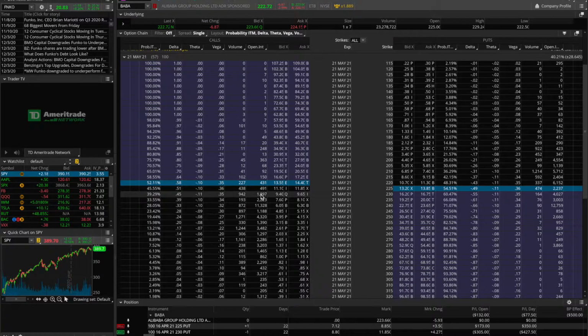So for a directionally neutral Iron Condor, I would probably sell this call option right here. This is the 255 strike call option. And then for the put side, I would sell this 200 strike put option. And then for the wings, my protection basically, I would just go out $5 wide on either side and buy those options. So I would buy this 260 strike call option and then also buy the 195 strike put option. And that would complete my directionally neutral Iron Condor.